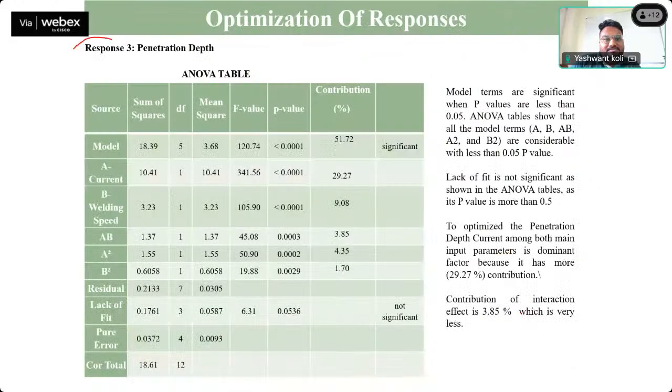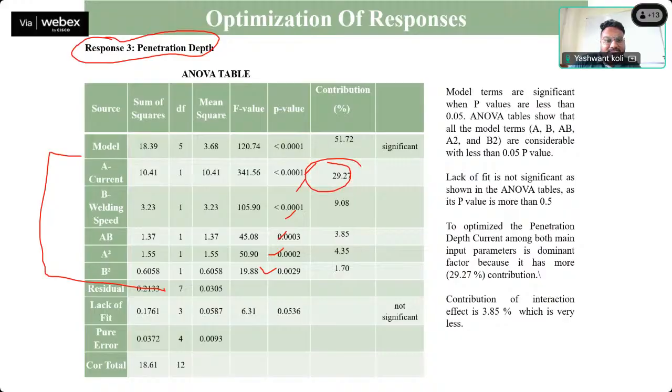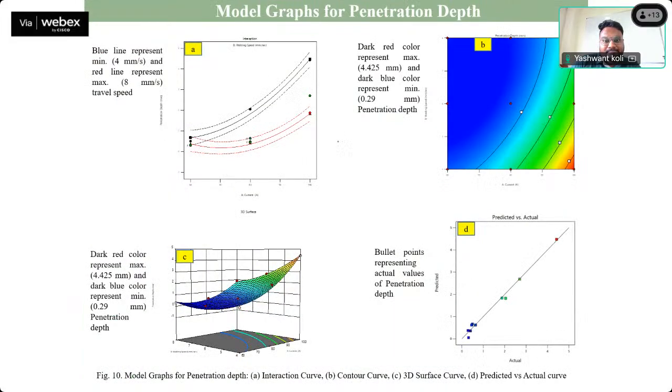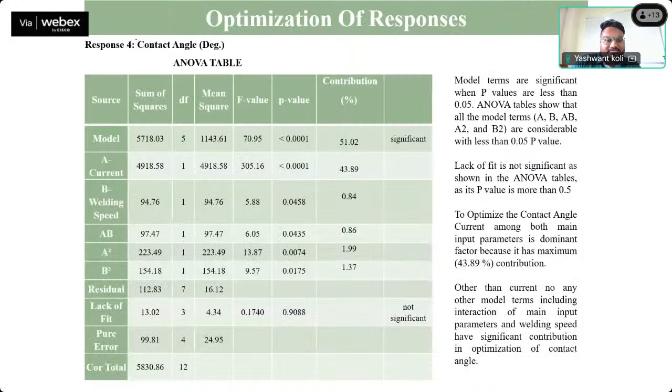So this is the third response, penetration depth. Similarly, here all the factors are significant, and current, with 29.27% contribution, is the dominant factor for penetration. So current decides how much the penetration depth can be altered. The interaction curve, similarly, we are doing for all the responses.